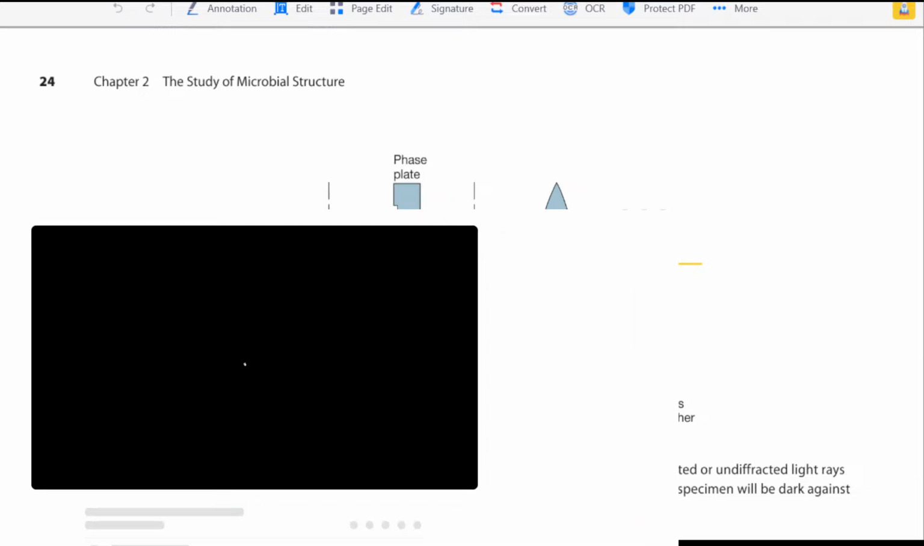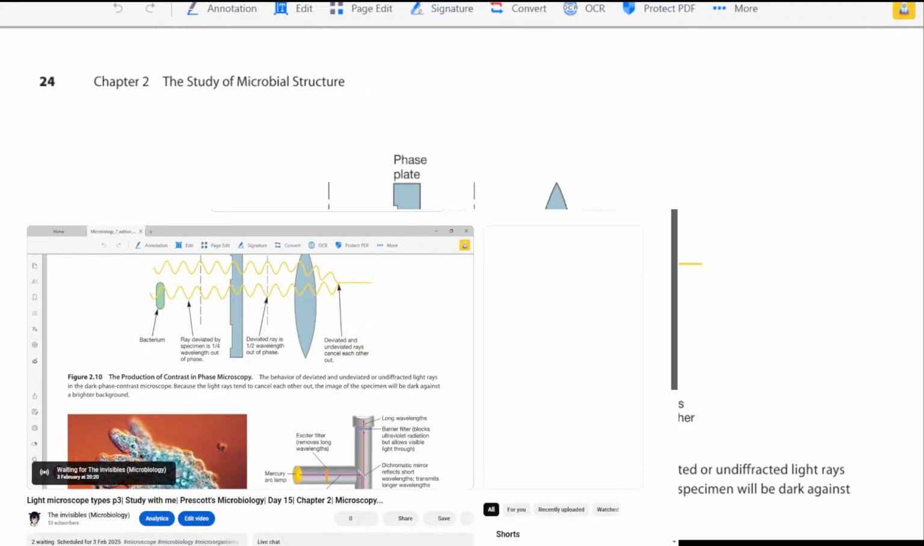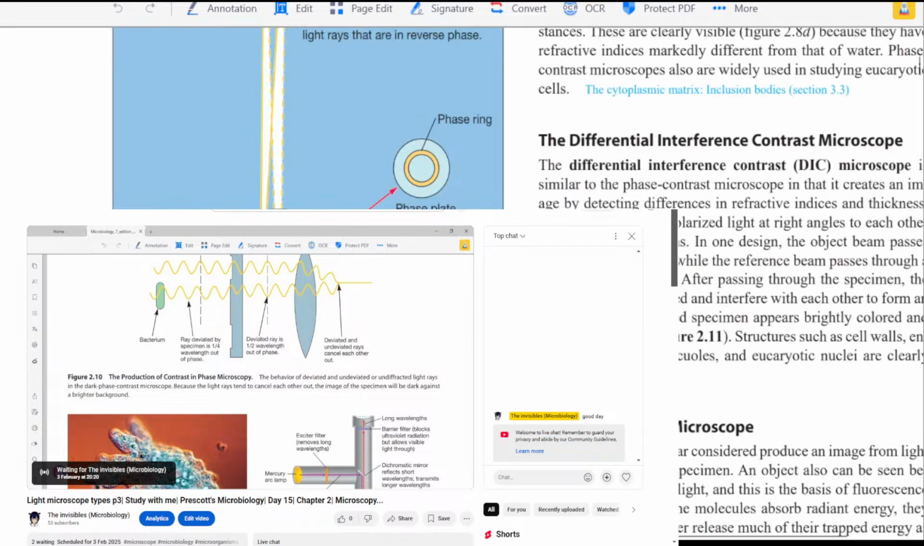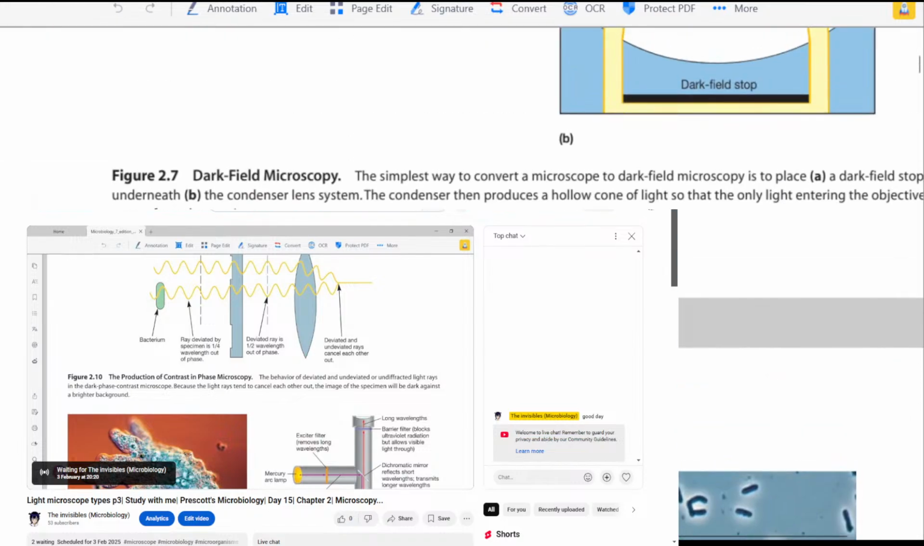Good day. Welcome back to studying microbiology and the microscope types, the light microscope specifically. The last time we studied two types of microscopes, right? The dark field and the light field. No, actually three types. The dark field microscope, the light field microscope, and there was another one.